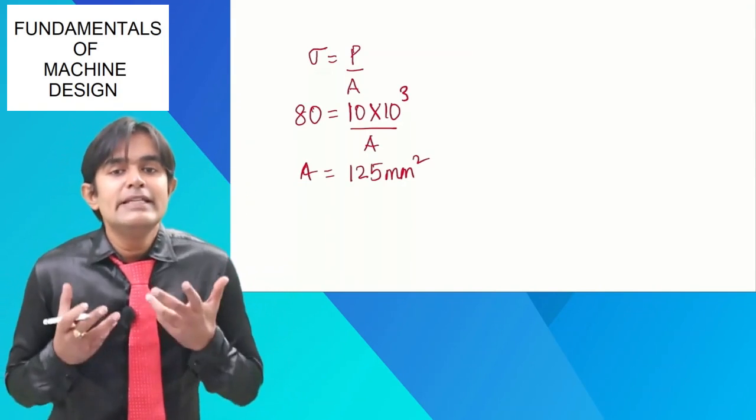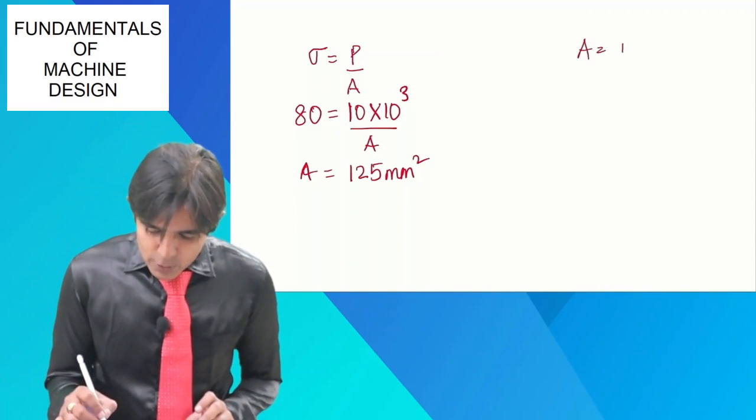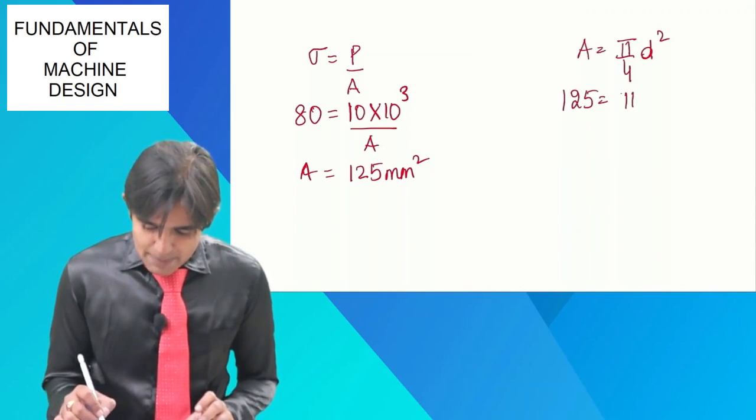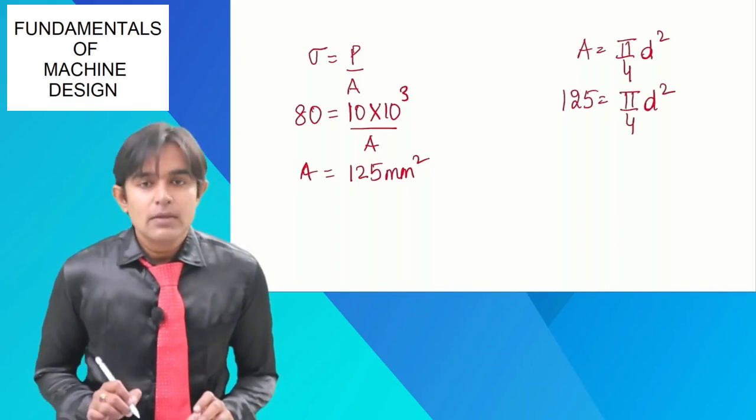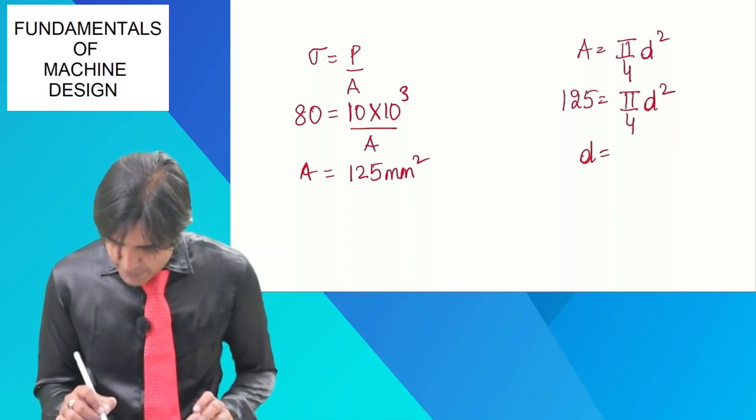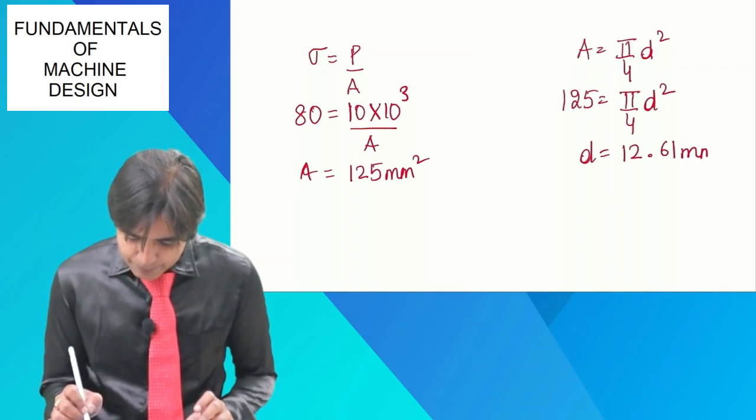From area I can easily find out the diameter of the wire. So area is equal to pi by 4 d square. 125 is equal to pi by 4 d square. So I can easily find out the diameter. D is equal to, as you will find out, 12.61 mm.